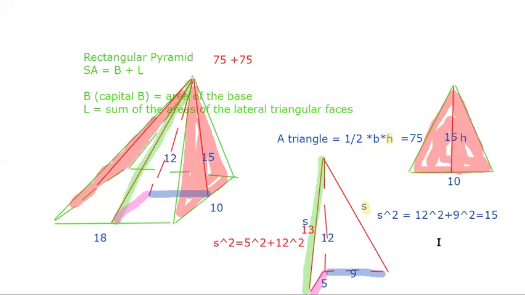Well, that's still a triangle. It's just got a different height on it. So instead of using a 15 now, we're going to take this 13 and put it here. Same formula, 1/2 times the base times the height. So instead of 15, we have 13. 1/2 times 10 times 13 is 65. So the front and back triangle has an area of 65.